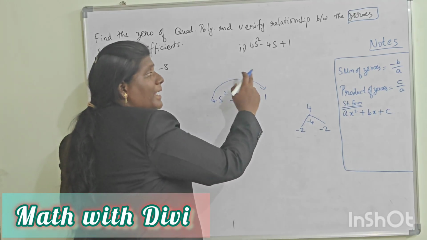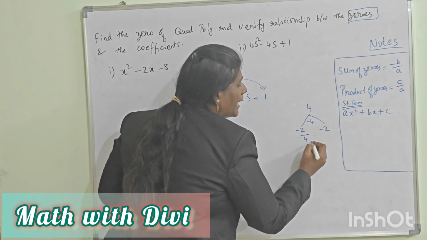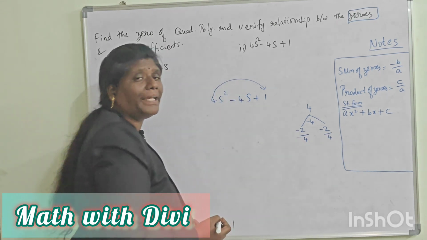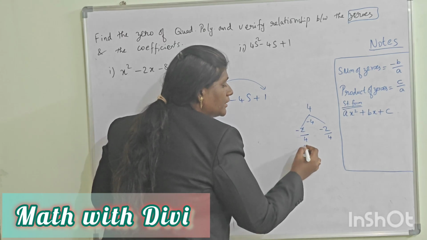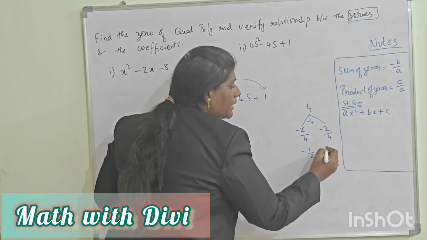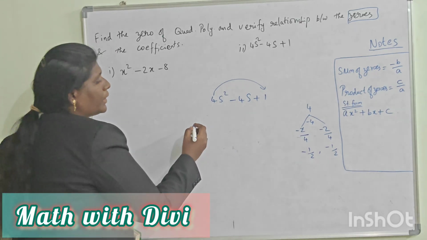So, here we multiplied with the 4, right? That 4 to be divided. So, if we cancel, what will we have? Minus 1 by 2, comma, minus 1 by 2. This is the answer. So, how can we write this?